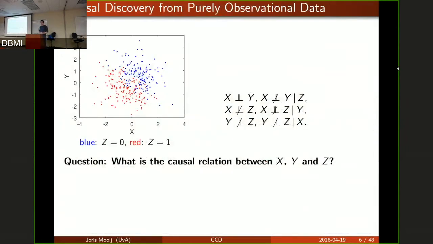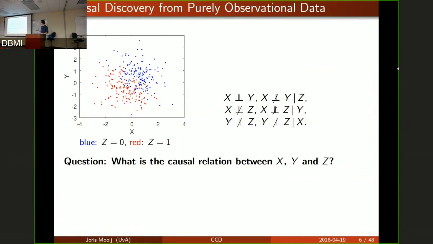Causal discovery from observational data, and there are different ways of doing this. It all started with constraint-based causal discovery methods. Here's a very simple example of this idea. Here we have 3 variables, x, y, and z, which is color-coded. It's binary, blue or red.